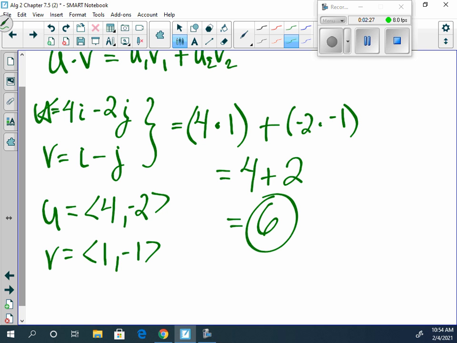4 times 1 is 4, negative 2 times negative 1 is 2. So the dot product is going to give us a number, which is 6.